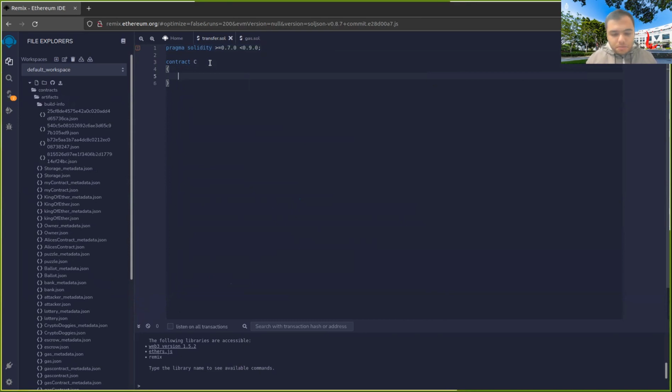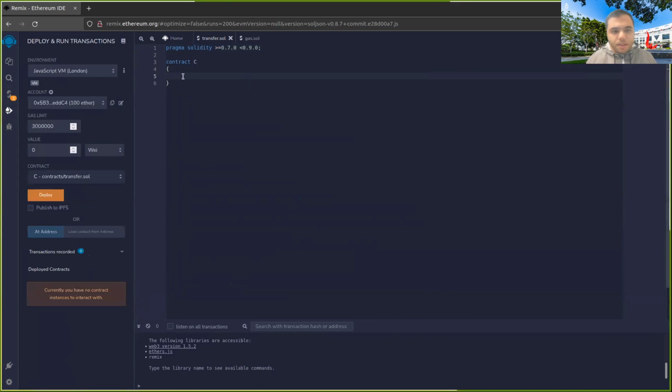Suppose that I give my contract some amount of money, for example, the contract has at least 2 Ether. And let's say I have 2 address payable variables here. Let's call them Alice and Bob. Let's also say that I have a function called setAlice that gets some address.